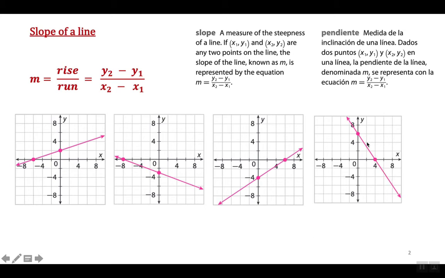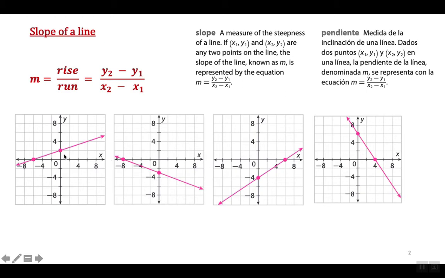This mountain is very steep. It's going to be very hard to climb because it's at a real high inclination, whereas this one is pretty flat or closer to being flat, so it's not that steep. All right, so the slope is measuring how steep the line is.